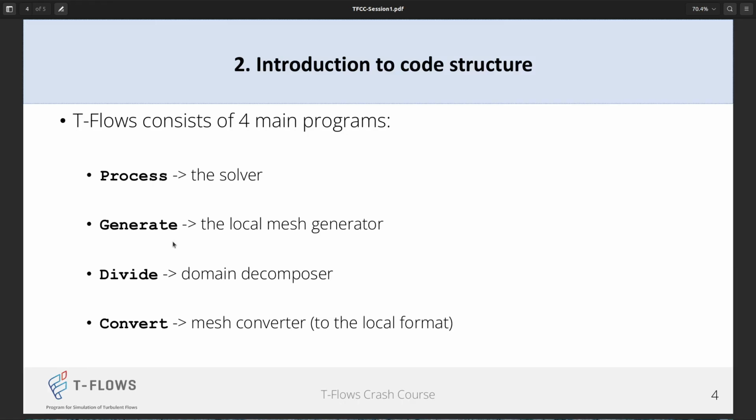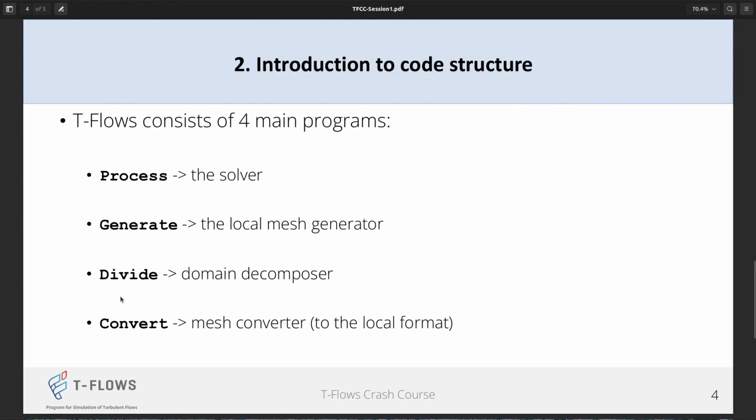This comes in handy when you deal with canonical flow configurations, but if you deal with very complex meshes, then it's better if you do it in an external mesher like Gmsh or Fluent or OpenFOAM, and then you can convert it to the local format of T-Flows with convert, which is the last one on this list.